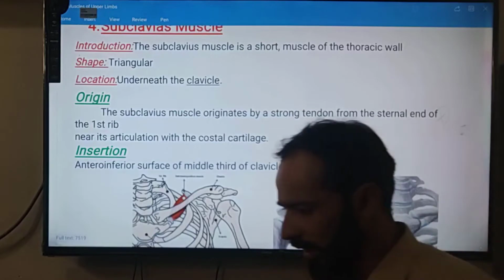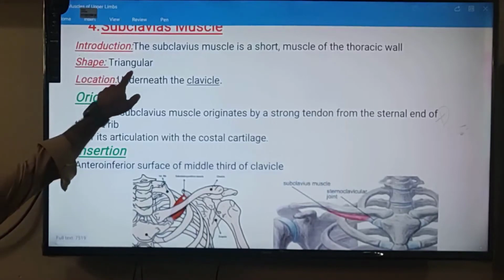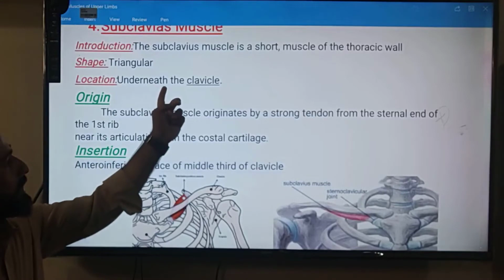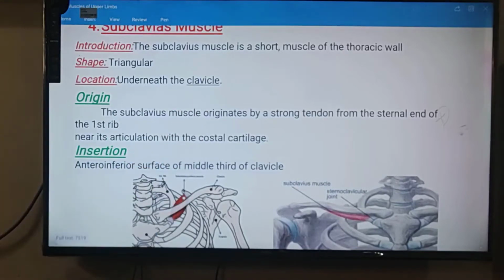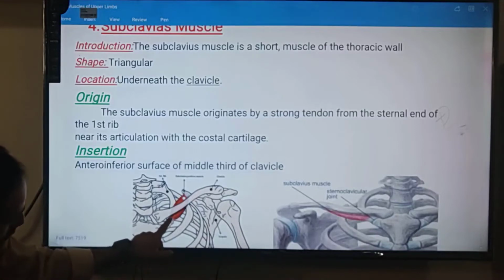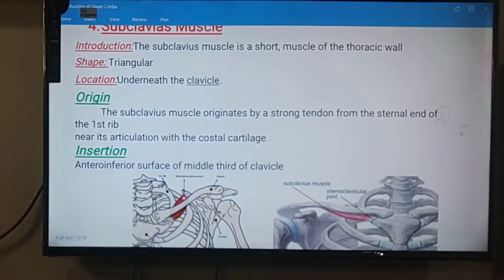Or we can also say it is a short muscle of the pectoral region, right? Its shape is triangular, a little bit triangular, right? It is located beneath the clavicle bone, right? We can see it there and you can see it also here. This is your clavicle bone and this is the subclavius muscle, right?